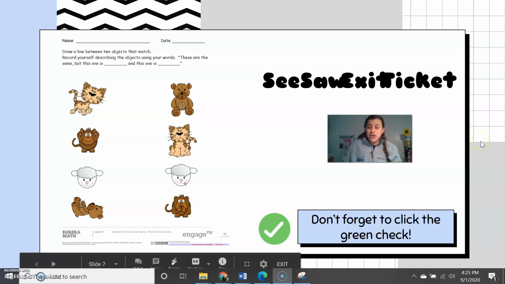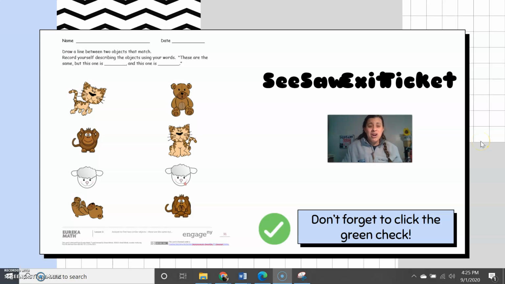All right, your teacher is going to cover some more same objects and describing how they're different, but I just wanted to walk you through what the Seesaw exit ticket will look like today. Today, you're going to draw a line between two objects that match. Then, you're going to record yourself by pushing the little microphone button on the left-hand side of your screen in Seesaw, and you're going to describe using your words. These are the same, but this one is blank and this one is blank. When you're done, don't forget to click the green check.